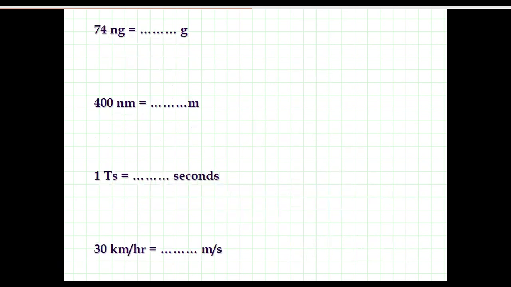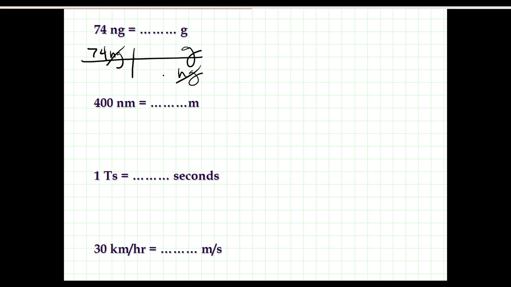Let's look at some more conversions. I have nanograms to grams. So let's say that I have 74 nanograms. I want to turn those nanograms into grams. I have nanograms on the top. I want to get rid of it, so I'm going to put nanograms on the bottom. I want to turn my nanograms into grams, so I'm going to put grams on the top. Nanograms on the top and the bottom cancel out.